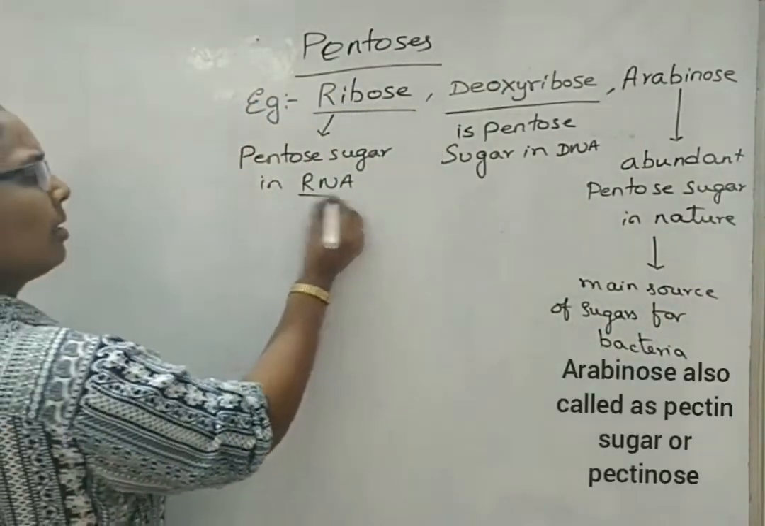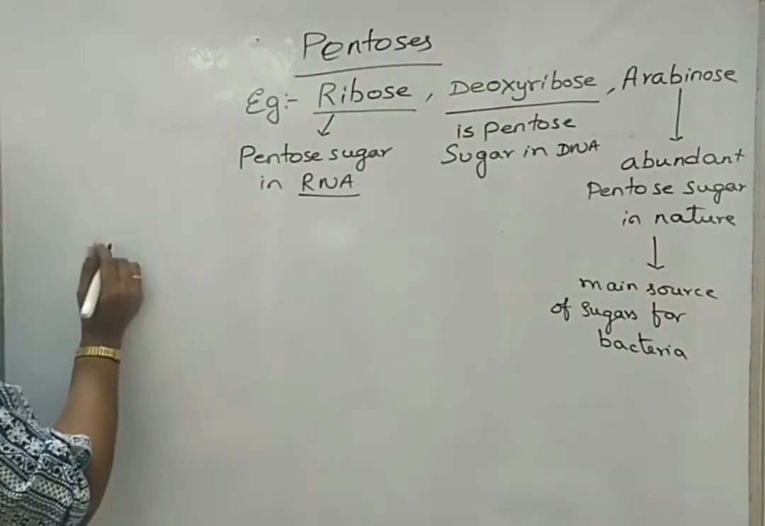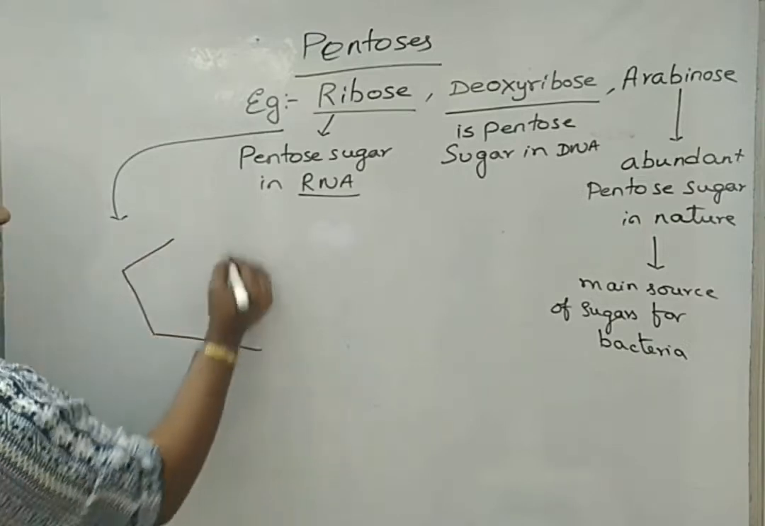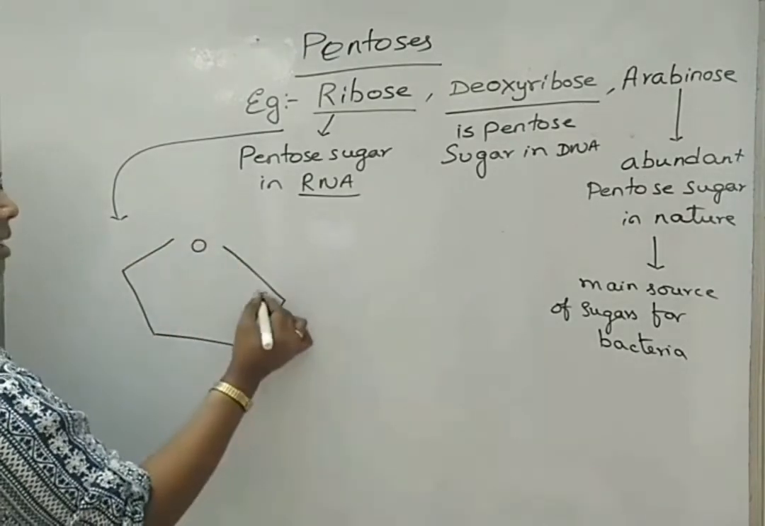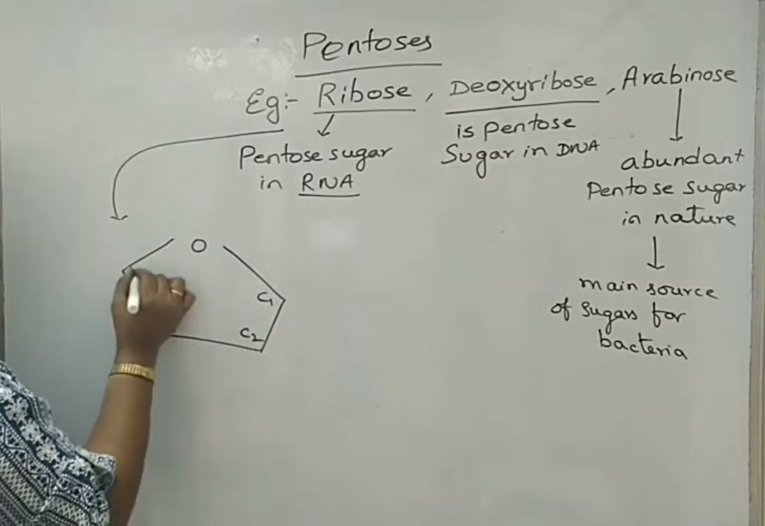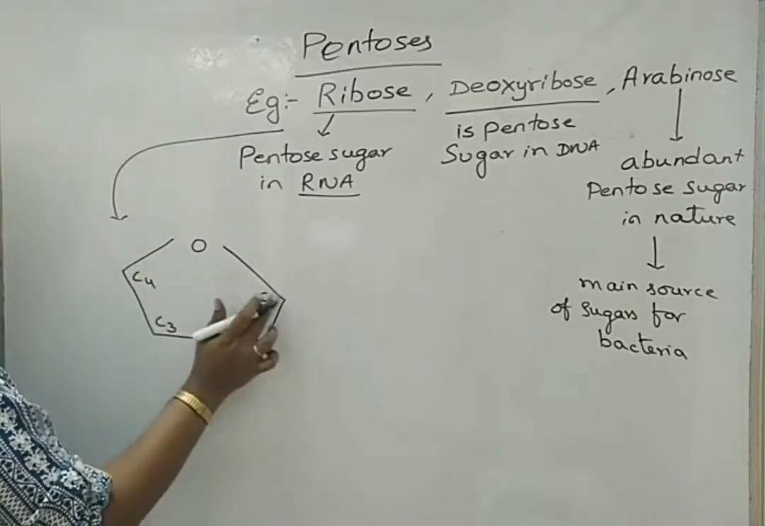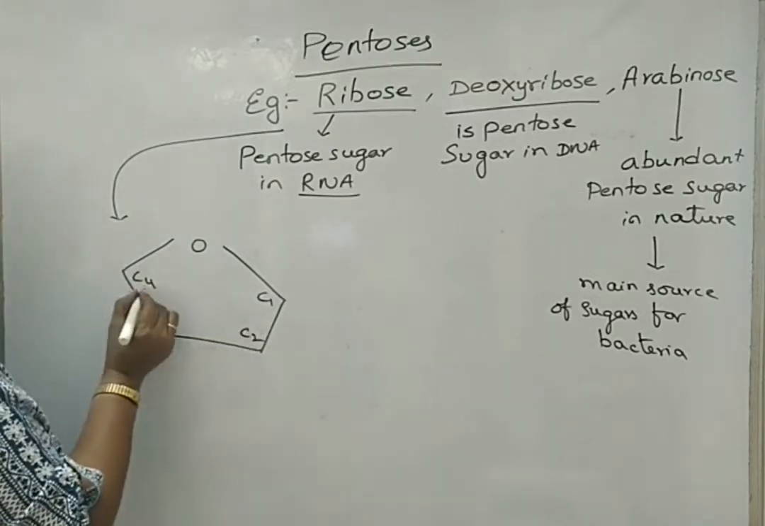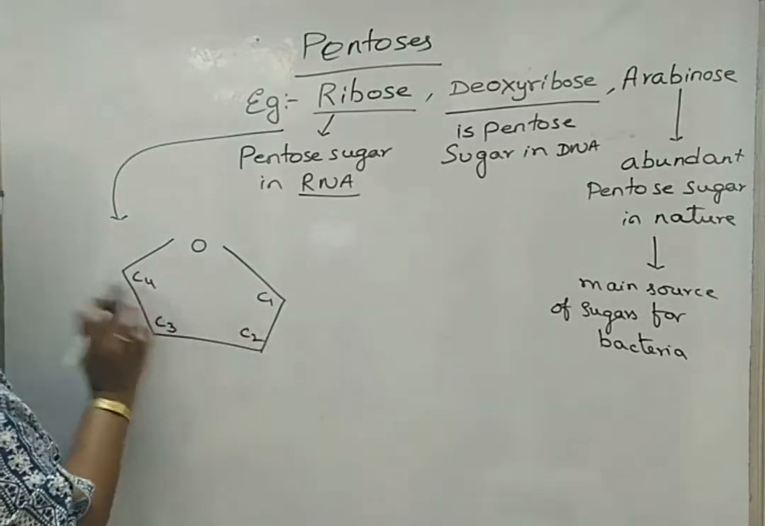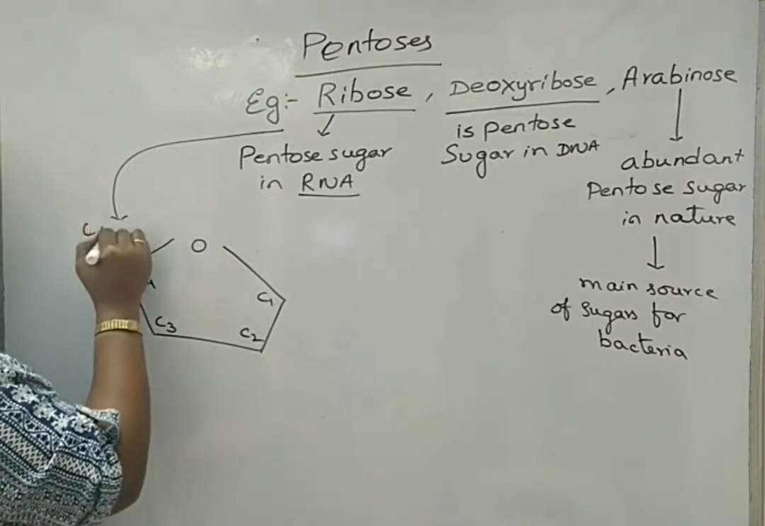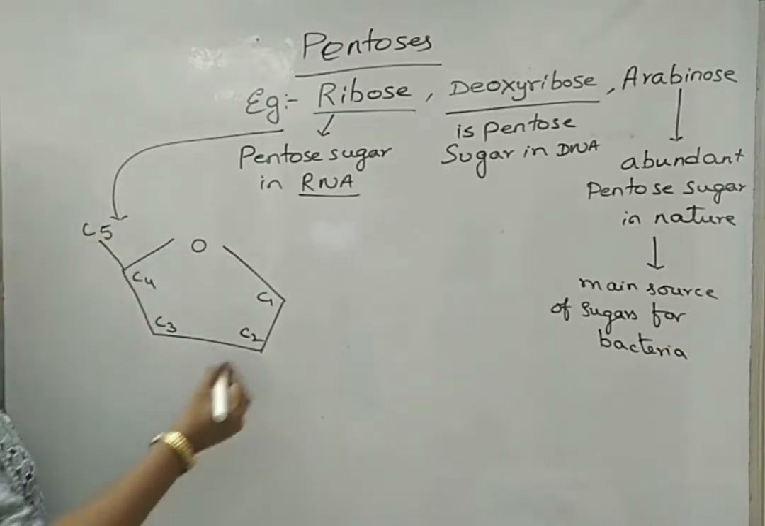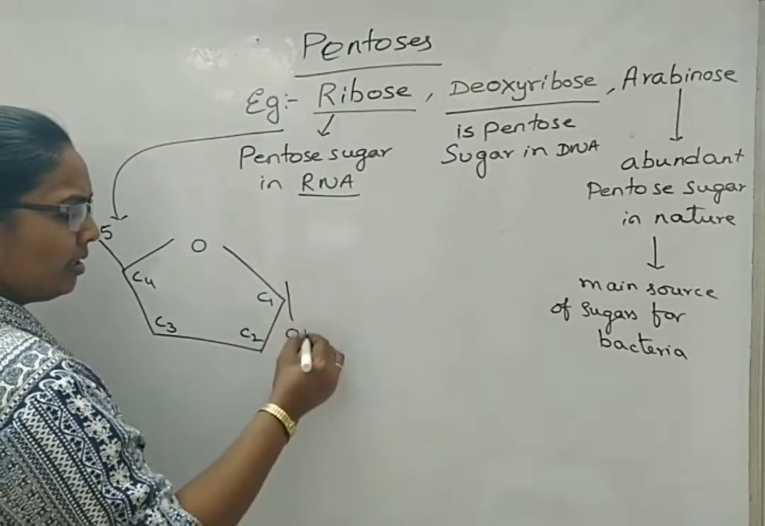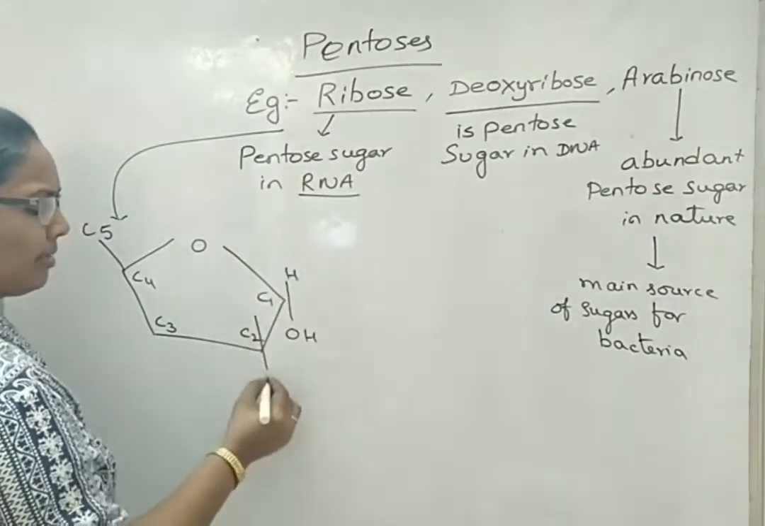Now, coming to ribose, how is the structure going to be? In case of ribose, the structure is like this. Carbon 1, carbon 2, carbon 3, carbon 4. How many sides are there? 1, 2, 3, 4, 5. But in the ring, there are only 4 carbons. The 5th carbon is considered as the branch. Now, if we distribute the hydroxyl groups and hydrogens here, the arrangement will be like this.